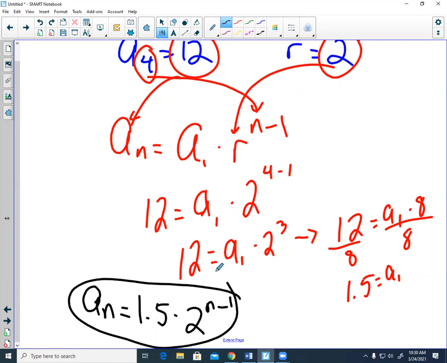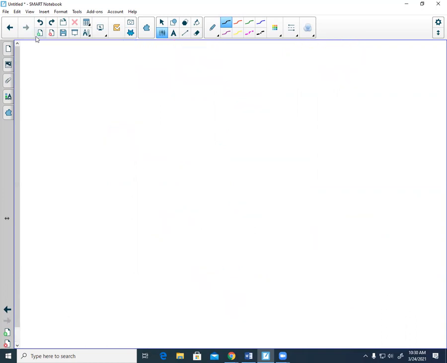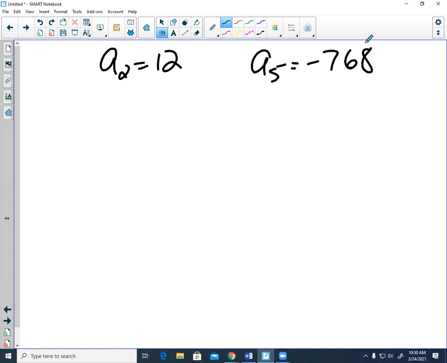Okay, I'm gonna leave you guys with one more problem. We're gonna do the same kind of thing that we did today. Tomorrow, I'm gonna go through the way that you can find the sum of the geometric sequence, which should take like 5 minutes. And then I'll give you guys time to review your stuff. But let's say we have A2 is equal to 12 and A5 equals negative 768.